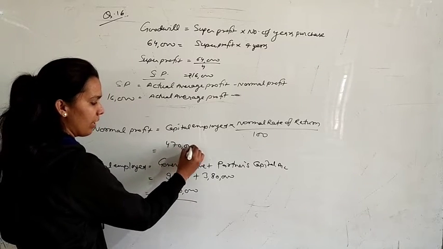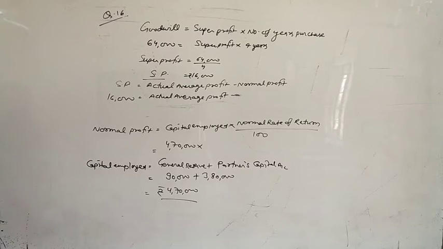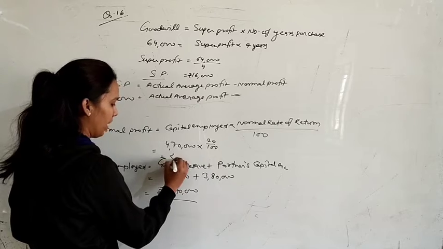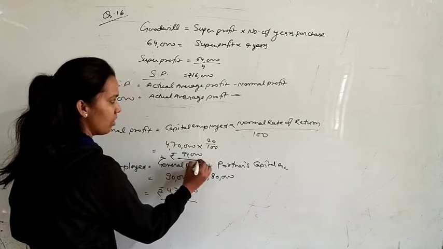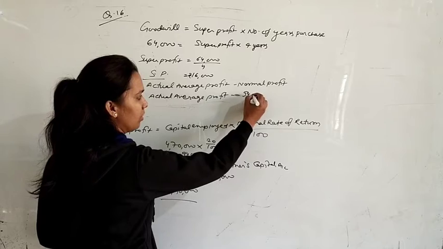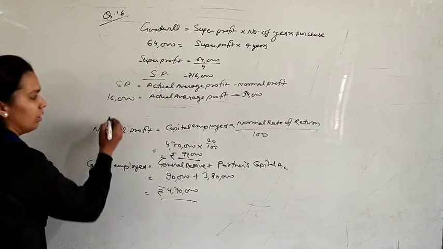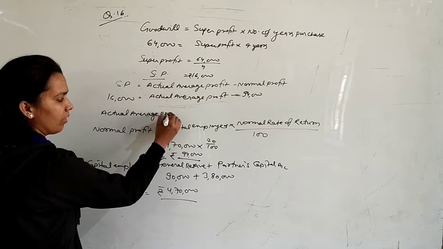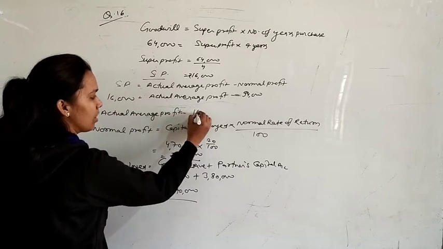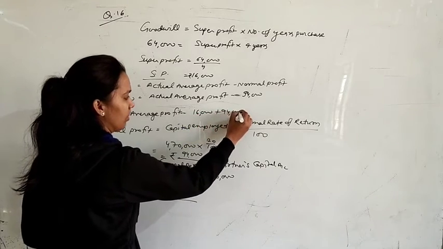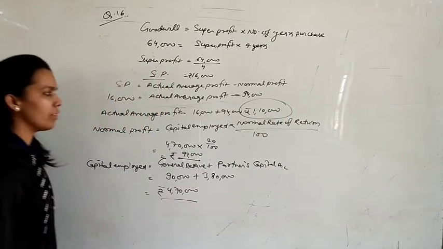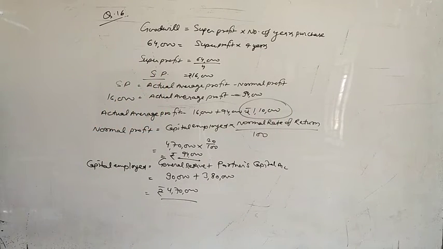Write down here 4 lakh 70,000 multiply by normal rate of return, that is 20%. Then we will get normal profit, that is 94,000. Put this 94,000 here. So we will get actual average profit in this equation. Actual average profit equals to 16,000 plus 94,000, that is 1,10,000 rupees. This is the answer of this question, actual average profit. If we find capital employed by the asset side, just check this also.